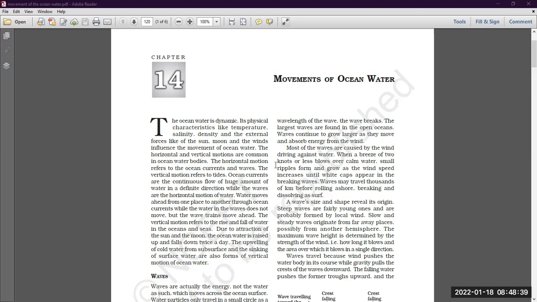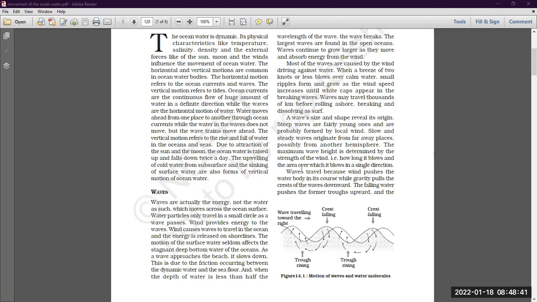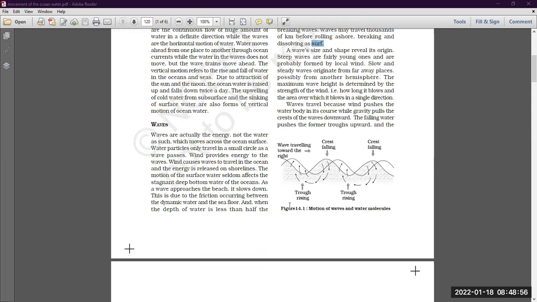Next, we discussed the surf also. What do you understand by surf? Surf means waves that break on an ocean shoreline. We discussed this figure 14.1, that is motion of waves and water molecules, also in our last class.